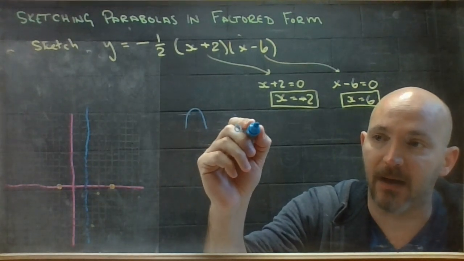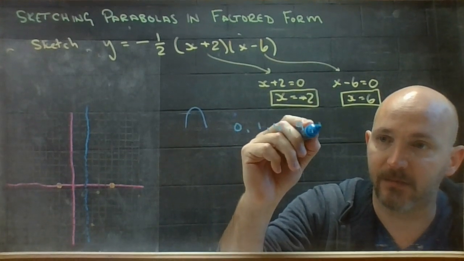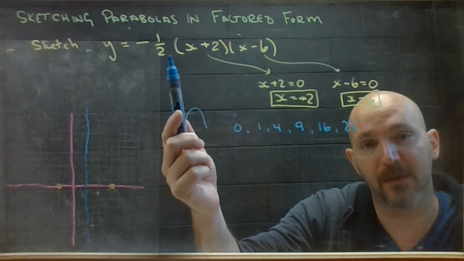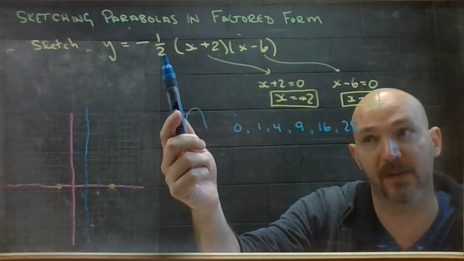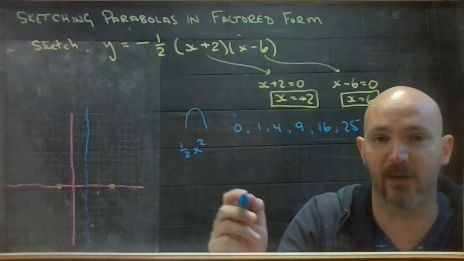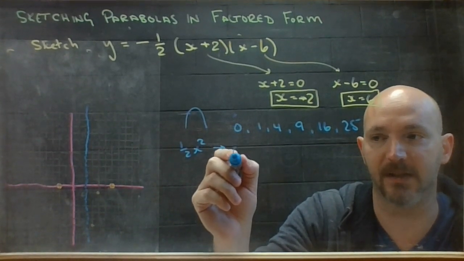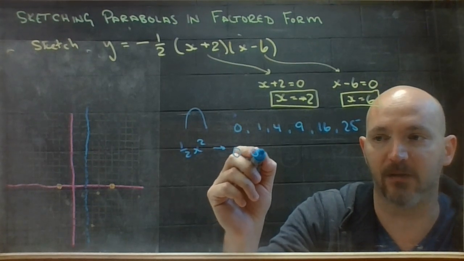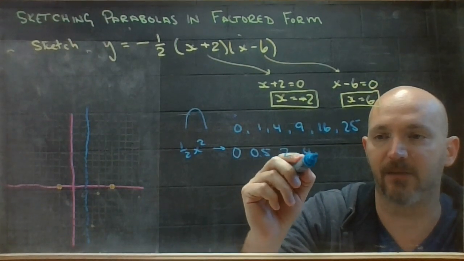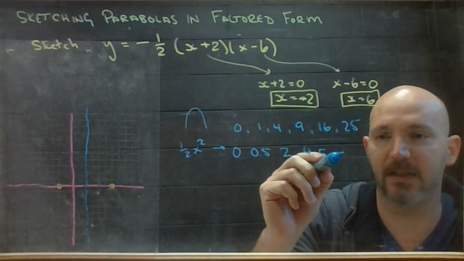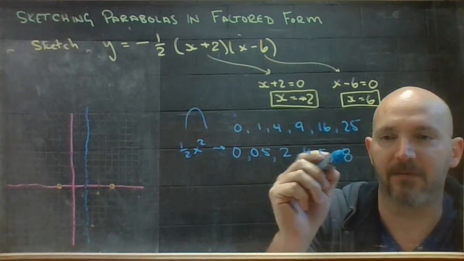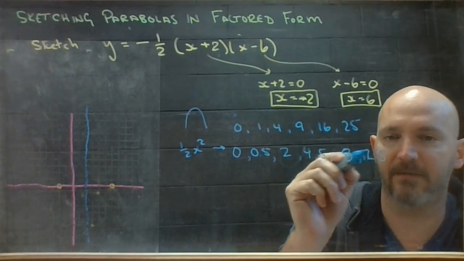I normally use this pattern, 4, 9, 16, 25, etc. But in this particular parabola, the perfect squares are only half powered. So I'm only going to be using half of those square values. Half of 0 is 0. Half of 1 is 0.5. Half of 4 would be 2. Half of 9 is 4.5. Half of 16 is 8. Let's put some commas in here so we can tell them apart. Half of 25 would be 12.5.